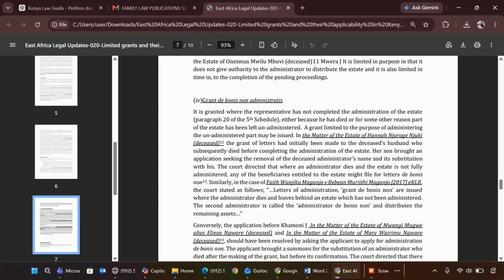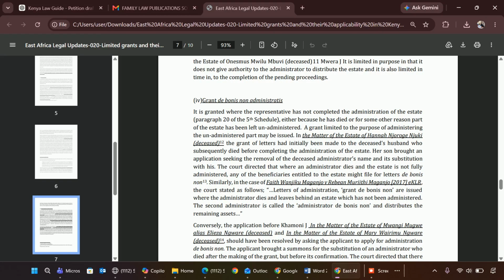Grant de bonis non administratis. It is granted where the representative has not completed the administration of the estate pursuant to paragraph 20 of the 5th Schedule, either because he has died or for some other reason part of the estate has been left unadministered. This is limited to the purpose of administering the unadministered part that is left.